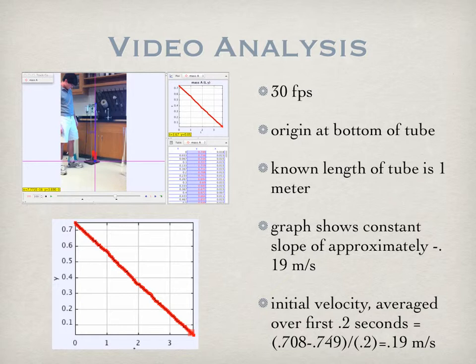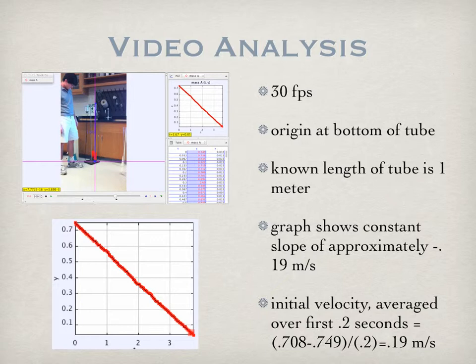If I had not rotated it, the data would have shown motion in the x and y components, and it would have been hard to see that there's really only one dimension of motion here, and it's only going in a straight line down. So to make that apparent, I aligned the axis with the motion. My known length of tube is 1 meter, so that's how I define length.